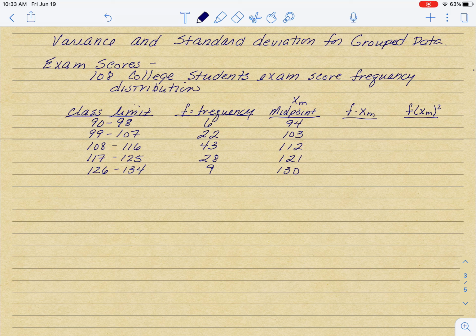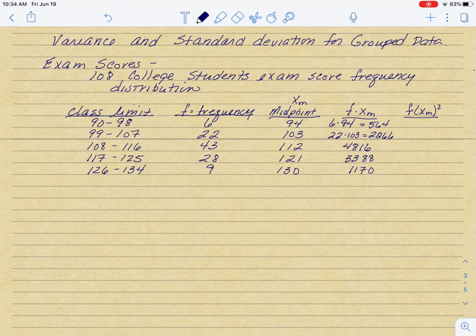Now the next one is frequency times midpoint. So for example, this one would be 6 times 94, 22 times 103, and we want to find each one of these values. So 6 times 94, 564, and then 2266, and then keep multiplying. So I get 48, 16, 3, 3, 8, 8, and 1170.